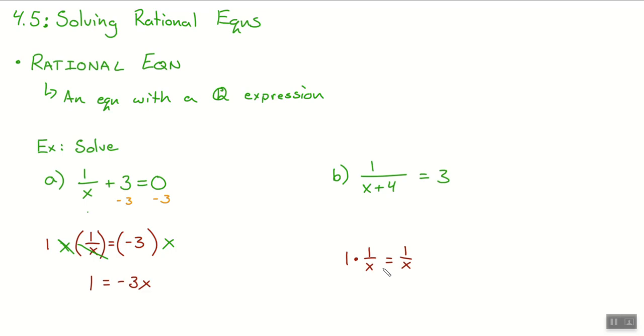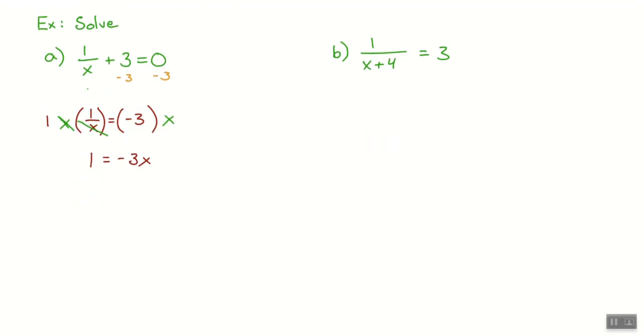If what I'm saying is not answering the question that you had, please let me know and I'll come talk with you specifically. Okay, we're 1 step away. Last little part. Divide by negative 3. And when I do that to both sides of this, what do we conclude we get for x? Negative 1/3.